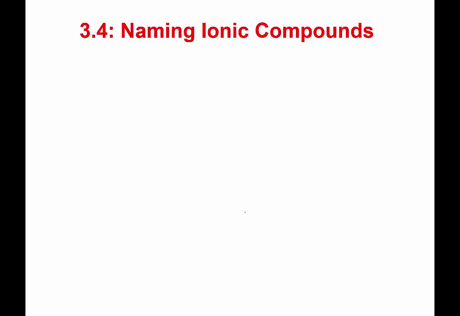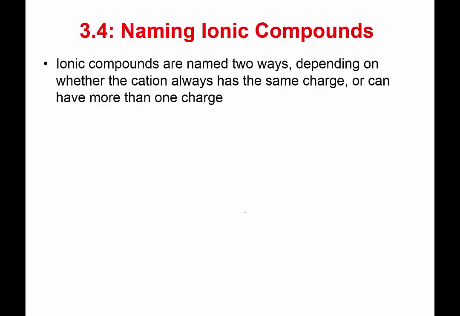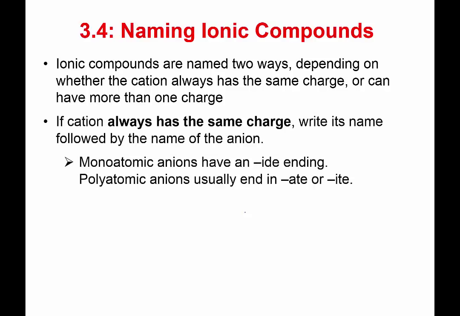Okay, so now we can do the reverse, right? How would you name an ionic compound given its formula? There are actually 2 different methods we use, and it depends on the cation of the formula. If the cation always has the same charge, then it's quite simple. You just write the name of the cation and then the name of the anion. Keep in mind that monoatomic anions will often have the IDE ending, like chloride and oxide. Polyatomic ions, as you learn their names, you'll notice that they tend to end in ATE or ITE.